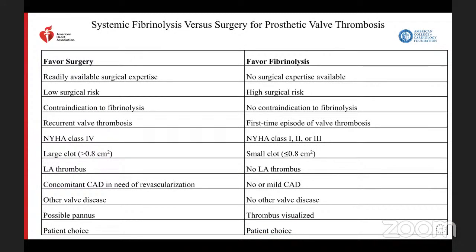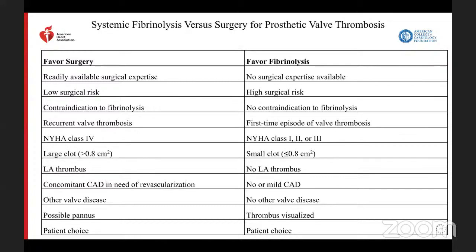Factors that favor surgery versus fibrinolytic therapy in case of prosthetic valve thrombosis: readily available surgical expertise, low surgical risk, contraindication to fibrinolytic therapy, recurrent valve thrombosis, NYHA class 4, large clot more than 0.8 centimeters squared, presence of LA thrombus, concomitant coronary artery disease which needs revascularization, other valve disease, possible pannus formation, and patient choice.